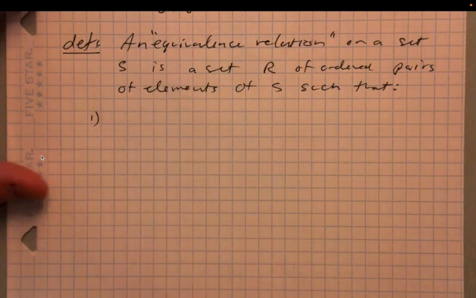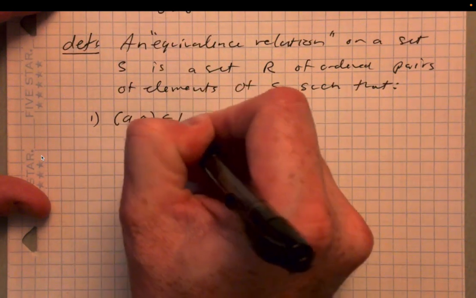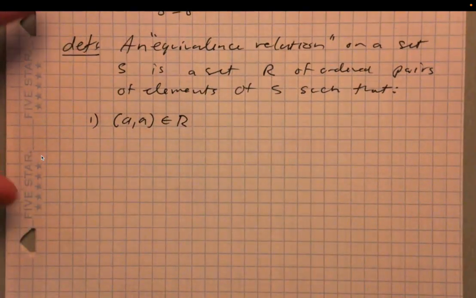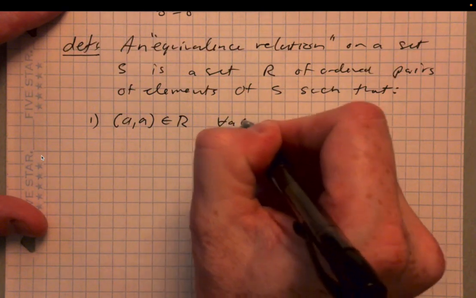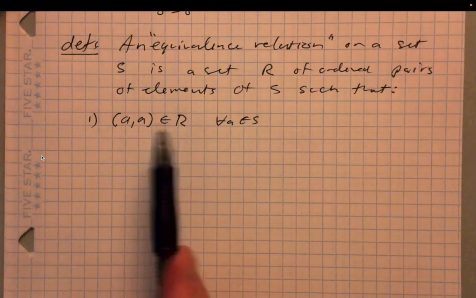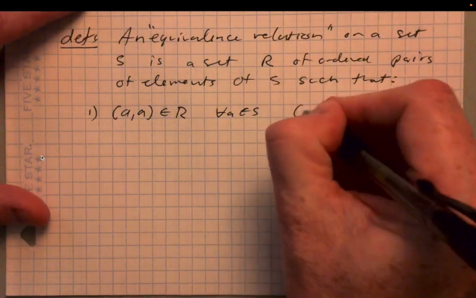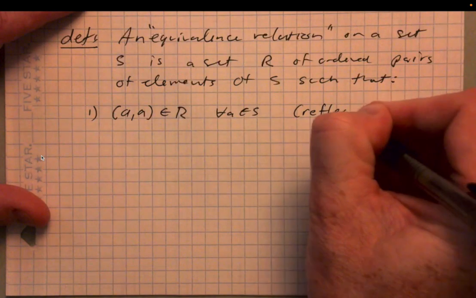Well, first of all, (a, a) must be in the relation, for all a in S. So basically what we're saying here is that a is equivalent to itself. This is the reflexive property.